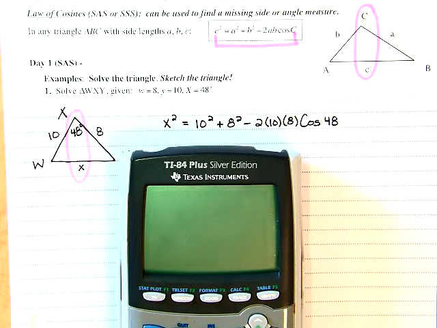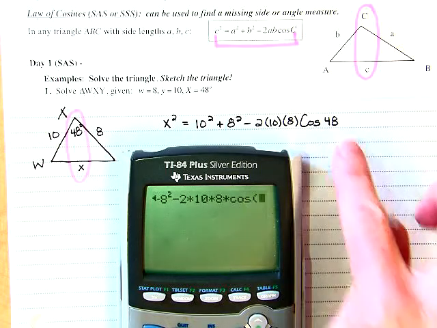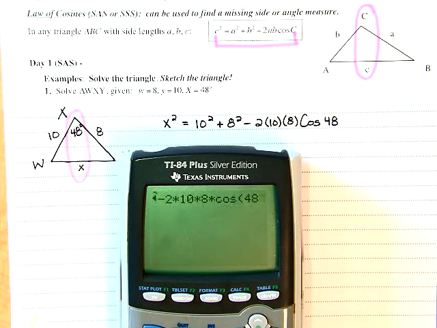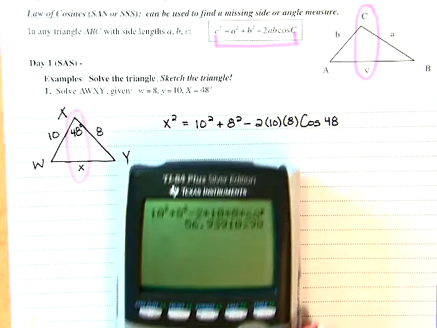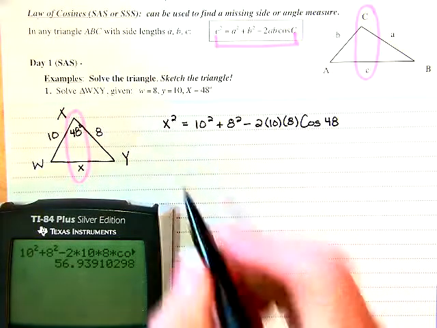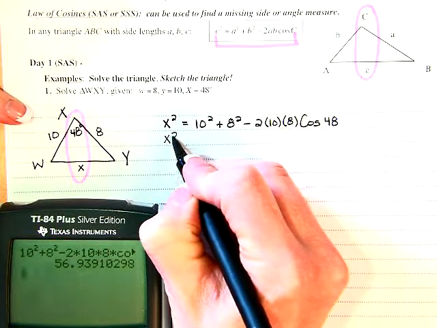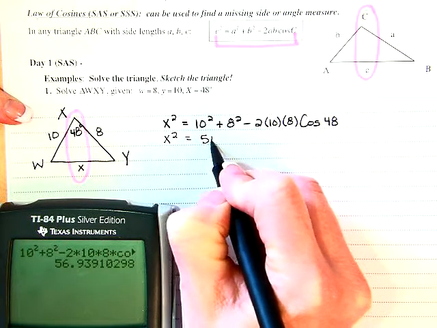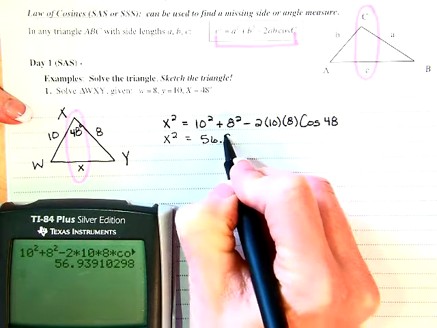So we're going to go 10 squared plus 8 squared minus 2 times 10 times 8 times cosine of 48. Close that parenthesis, enter, and you get 56.939. All right, now if you go back to your equation though, that's equivalent to x squared. 56 point, I'm going to round to the nearest hundredth, 94.